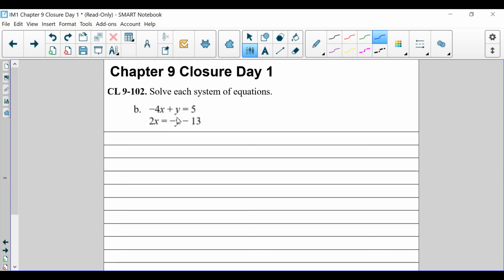Okay, now we have this one. Again, I think I'm going to just teach you guys how to do the elimination method, where you use that method for everything. You could use the substitution method, but to keep things consistent, I'll just use the elimination method for solving the system, where you're trying to solve for x and y.